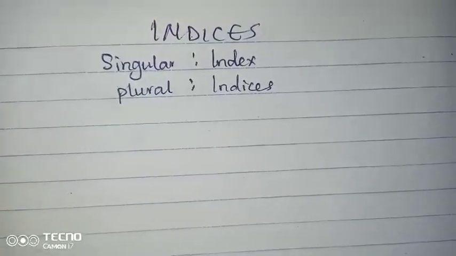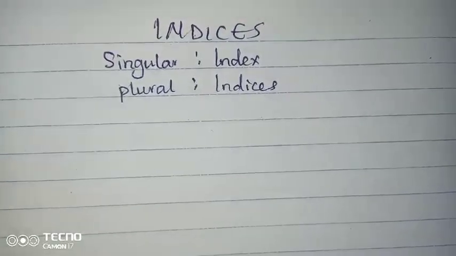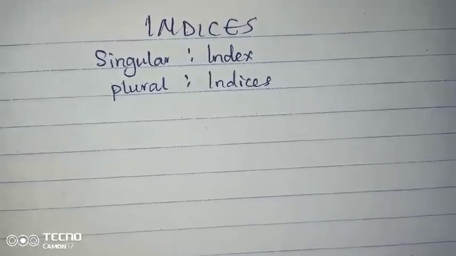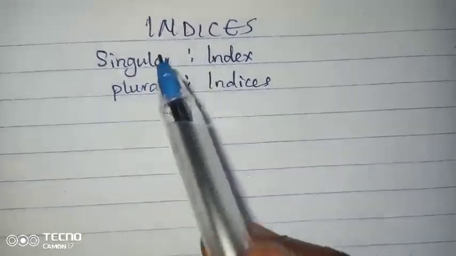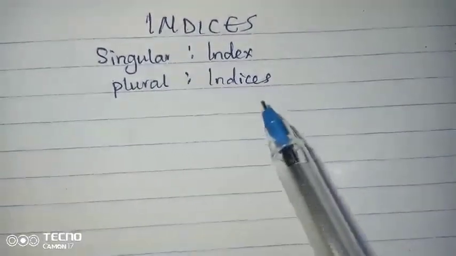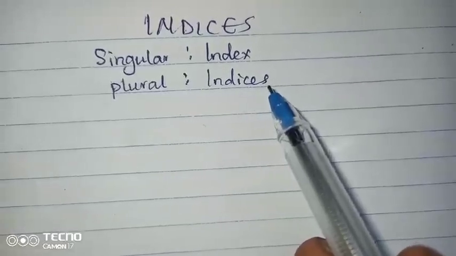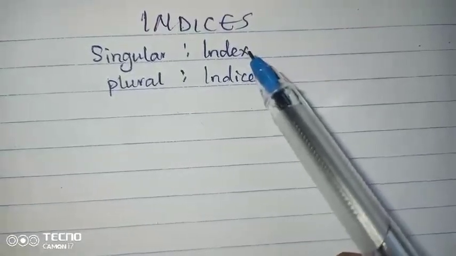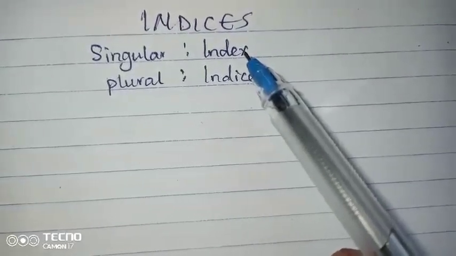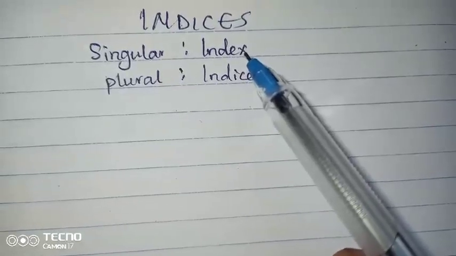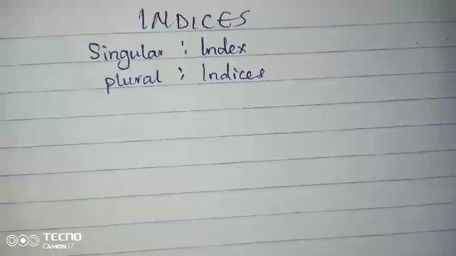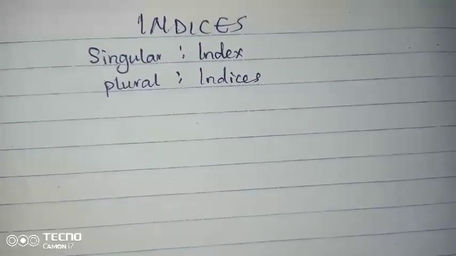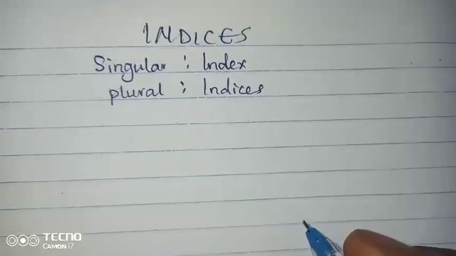Hello, everyone. In today's topic in maths, we'll be looking at indices. The singular form is index, while the plural is indices. So, what do we mean by an index? An index is a number that tells us how many times a term multiplied itself.